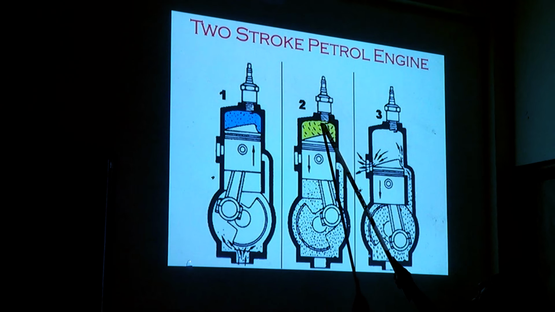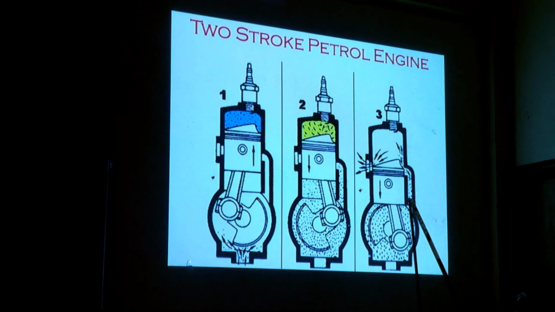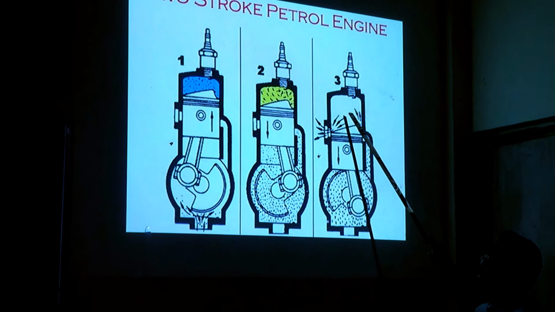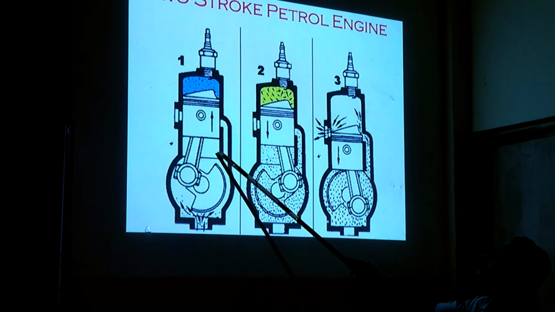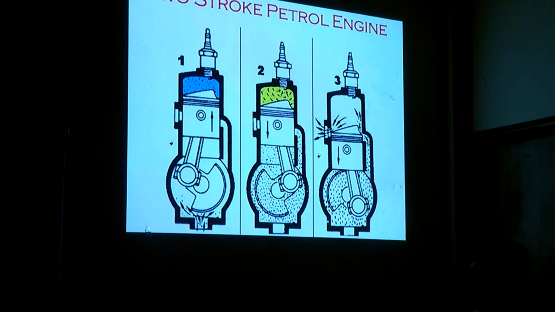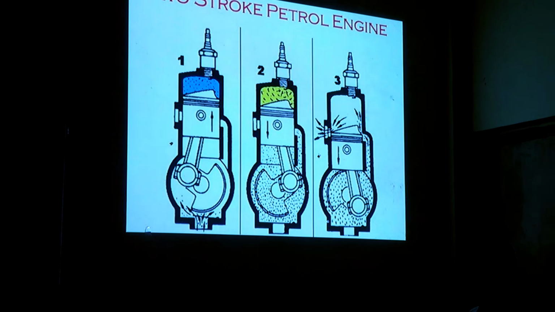After compression, once again spark will occur. After occurrence of spark, exhaust gases will go out and fresh charge will enter from this side. Then once again it will go for compression. So this cycle will go on repeating, and here a spark plug is shown because this is a petrol engine. This is a petrol engine, right?